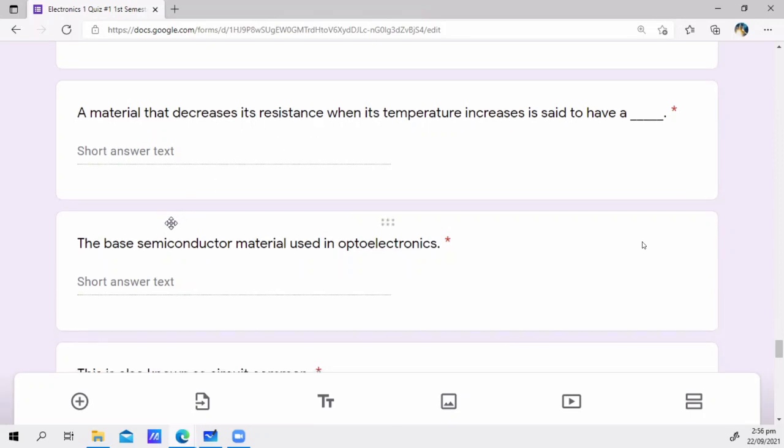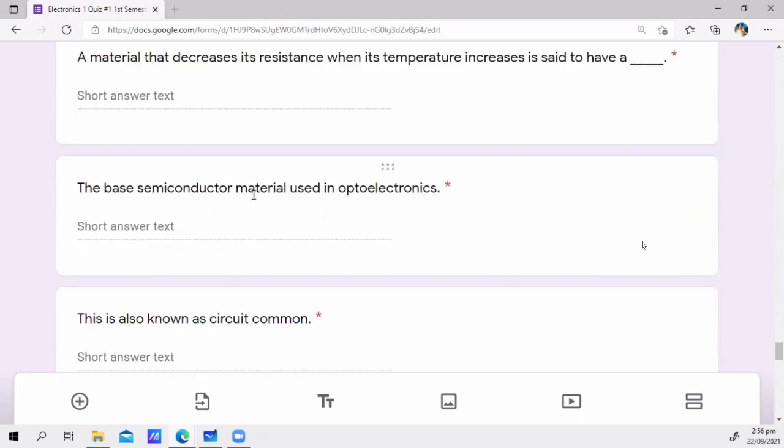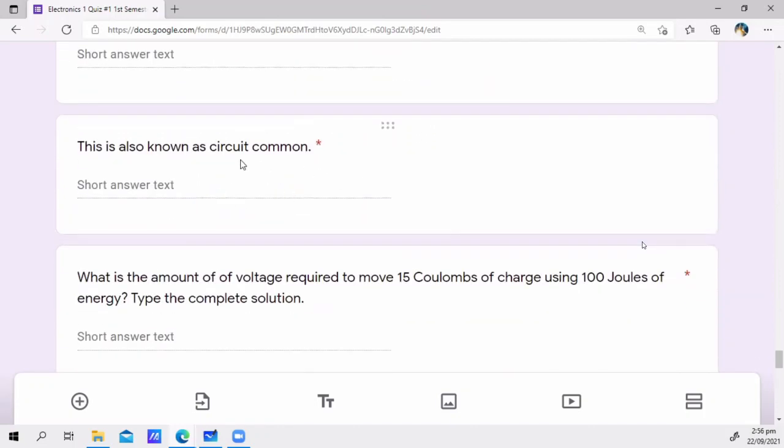Okay. Next. The base semiconductor material used in optoelectronics. We only discussed three semiconductor materials: silicon, germanium, and GaAs. Where is GaAs used? In optoelectronics. The answer is GaAs or gallium arsenide. Next, this is also known as circuit common, circuit ground, or the answer ground is also acceptable.